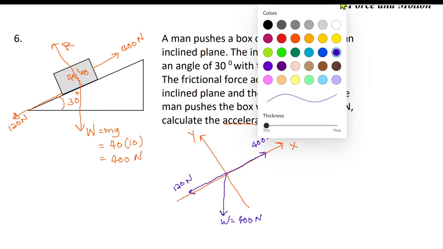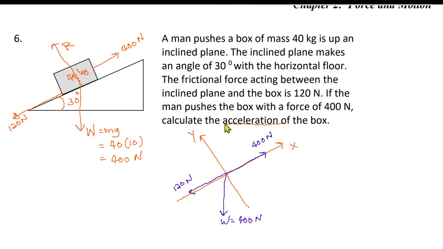So I'm going to use a different color for that. Maybe I use green. Okay, so I can resolve this. From here I'm going down and then I move to the left. So this is my W sub Y and here is my W sub X. I name this X because it's horizontal, parallel to my X axis.